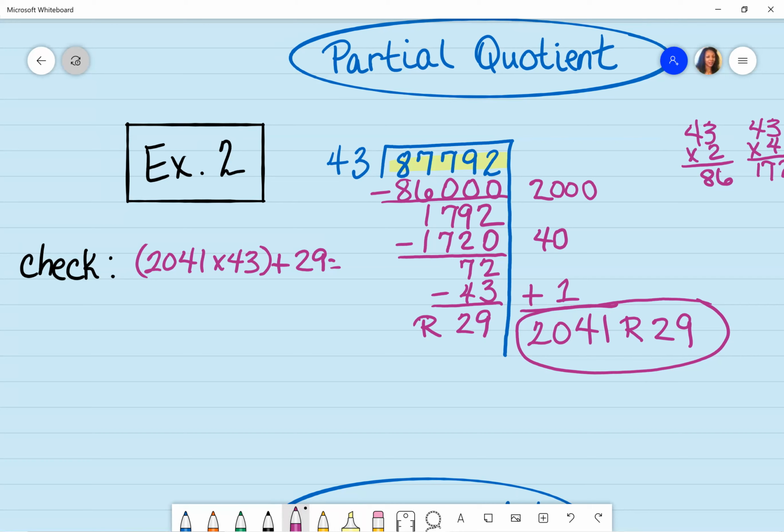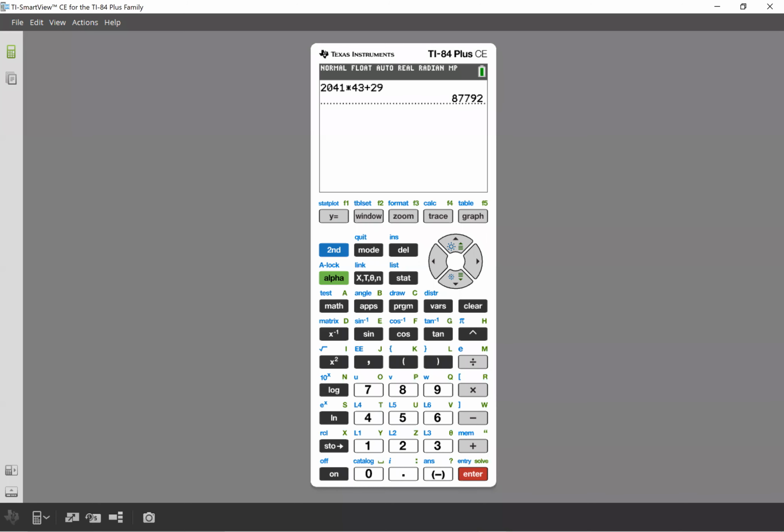So another way, and your teachers probably won't show you this way, but when you're in high school, for certain types of problems, you may have to understand how this works. 2041 is your actual answer. Your remainder of 29 is going to be divided by whatever your divisor is. So that's one way of looking at it. And then if you put just this part in the calculator, let's do it. 29 divided by 43 here.